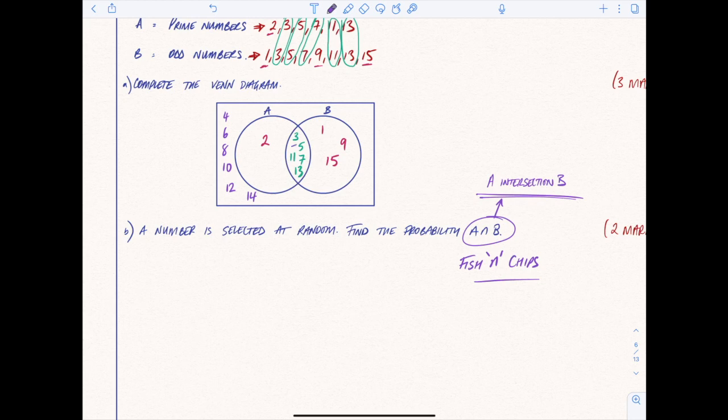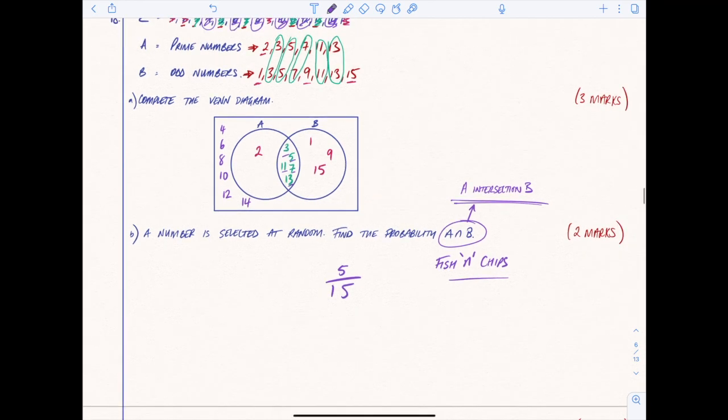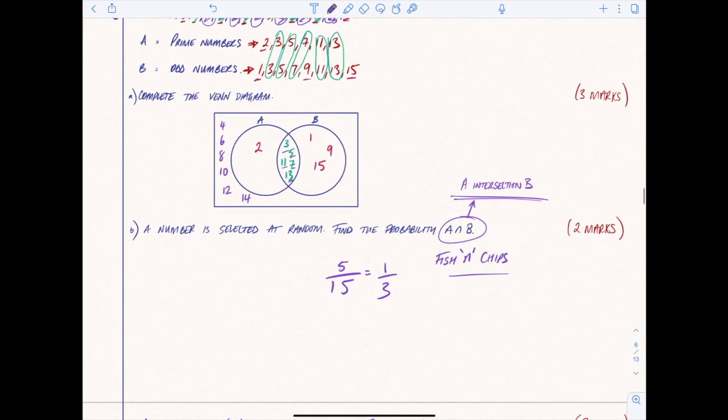Well, how many numbers are there? 1, 2, 3, 4, 5. So there's 5 numbers out of how many numbers are there all together. And again, if you're not sure, just count them. There was 5 there, 6, 7, 8, 9, 10, 11, 12, 13, 14, 15. So it's 5 out of 15. And if you wanted to, you could simplify that. So both divide by 5, so it becomes a third. Probability doesn't have to be simplified, but it's not a bad habit to get in just to simplify it where you can. So that's your Venn diagram.